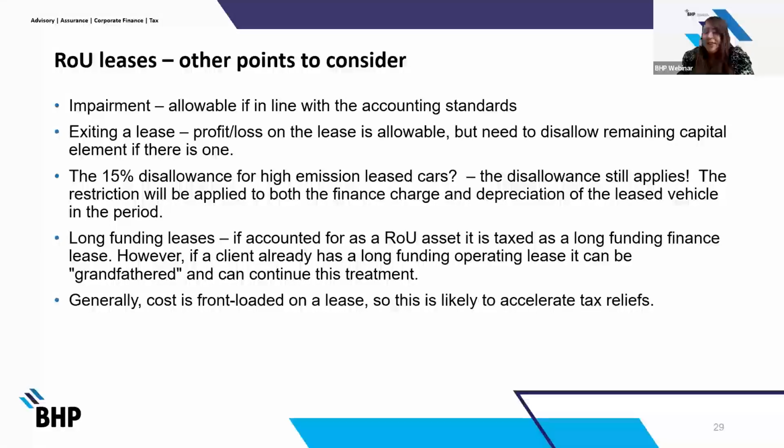Generally, this is good news. The way that the value on a right of use asset is calculated means that the cost is front loaded as a result of how the implicit interest rate is included. So you're likely to get more tax relief up front as opposed to if you were paying through just normal lease payments as you are now. So you're likely to get tax relief slightly earlier because of that interest calculation.